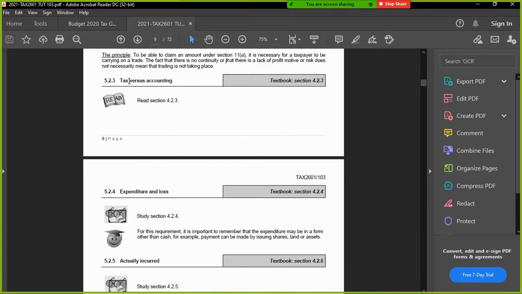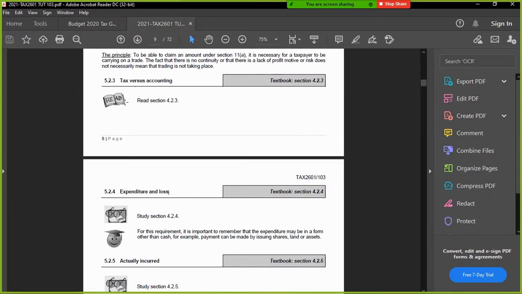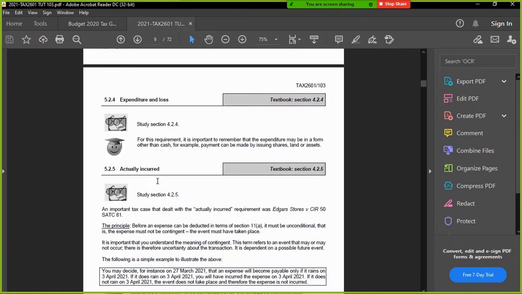Okay, tax versus accounting. We spoke a little bit about that earlier on when I spoke about cash versus accrual. Do we have to have cash for something to be deductible, or can we have an accrual? Must it be cash, or can it be an accrual? Yes, it can be an accrual. That's correct. Okay, the definition talks about this. Actually incurred, expenditure and loss. It relates to your accounting. Okay, this is taking this further. All right, we're looking at tax, we're not looking at accounting, but you can use your accounting knowledge to help you with the tax application.